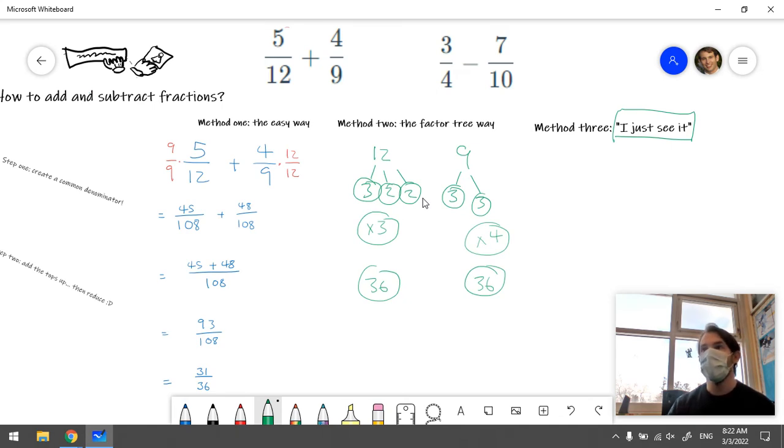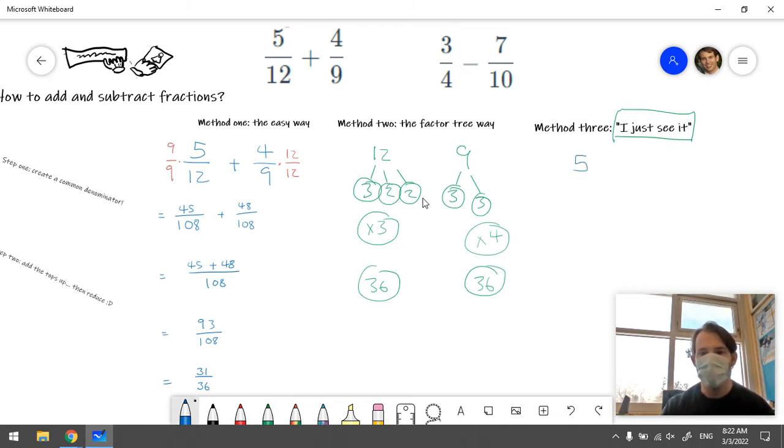So this is one way that if you can't see it right away, you can use a factor tree to see what factors are missing on one side and on the other side. So now we've seen it. So now we can use this method. I just see it method. So now I start again in the same way.